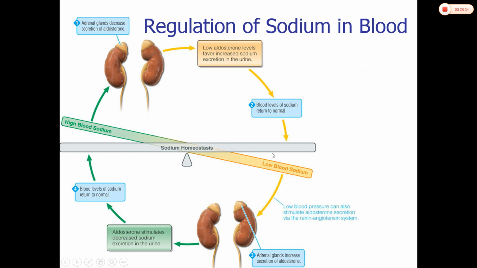Or in case the blood sodium levels go down, meaning low blood pressure, this can also stimulate aldosterone secretion via the renin-angiotensin system, and again the adrenal glands increase the secretion of aldosterone. This aldosterone stimulates decreased sodium excretion in the urine, and due to the decreased excretion in the urine, the blood sodium levels can return to normal.